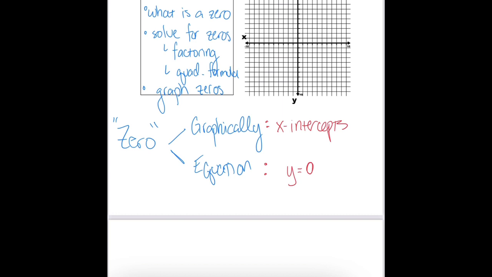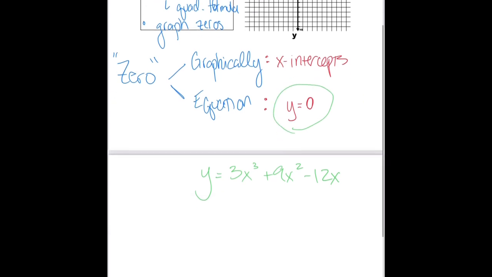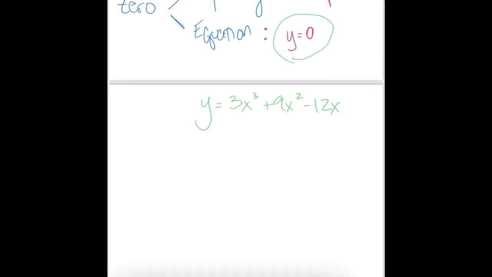So our original equation here is y is equal to 3x cubed plus 9x squared minus 12x. Right? Again, I know to find my zeros, that is when y is equal to 0. All right. So I'm going to set my y equal to 0. And now I just want to solve for x. Now, how do I solve for x here? Well, we're going to use some factoring, right?